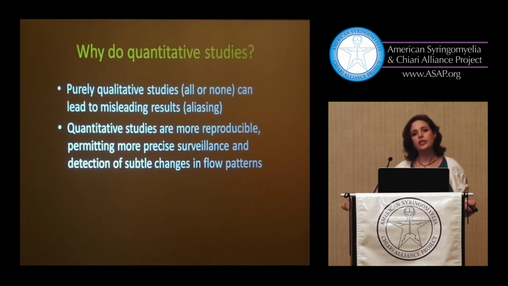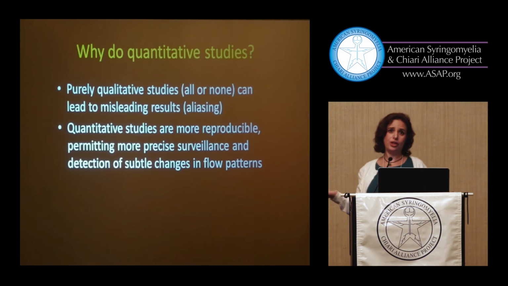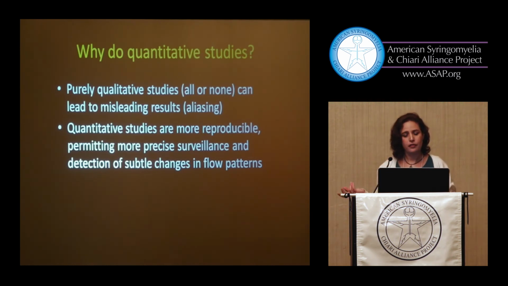Why should we do these quantitative studies? Well, what I'm trying to show you is that if you just do purely qualitative studies, where you're just eyeballing it and getting a sense of whether, yeah, it's flowing, no, it's not, it can give you misleading results. You could think there's a blockade when there isn't. You could think a lot of things are going on when there isn't. It could be just turbulence because there's a little bit of a membrane somewhere.